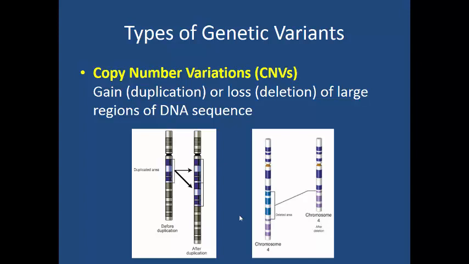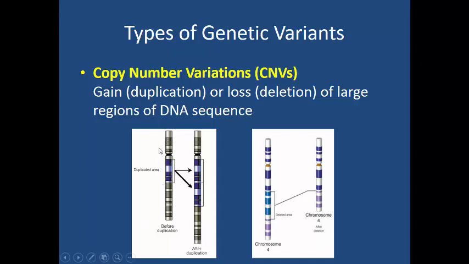Lastly are copy number variations. And this type of genetic variant has gained a lot of attention in recent years. It's been found that copy number variations, or CNVs, play a really important role in disease and pharmacogenetics. And basically what it refers to is the gain, the duplication, or the loss, the deletion of large regions of DNA sequence. And so this is showing a duplication.